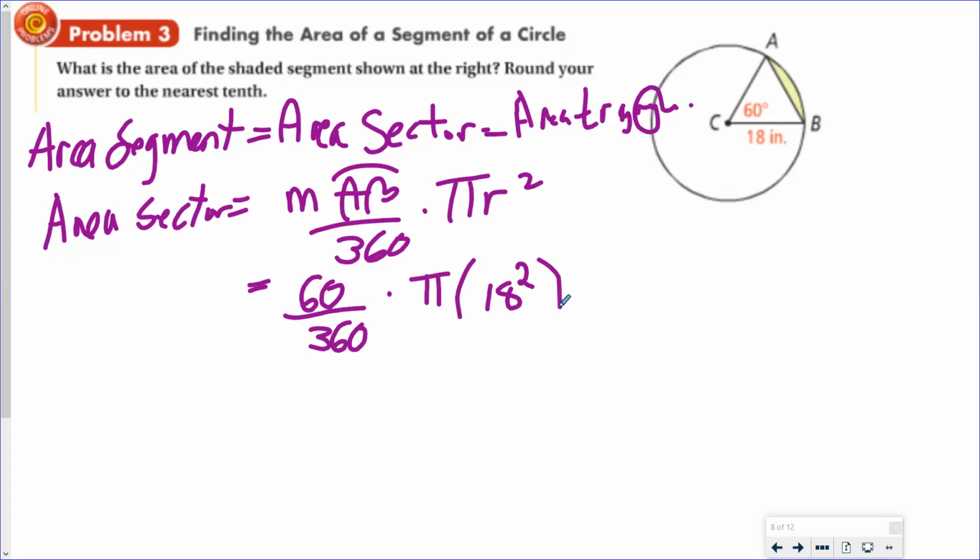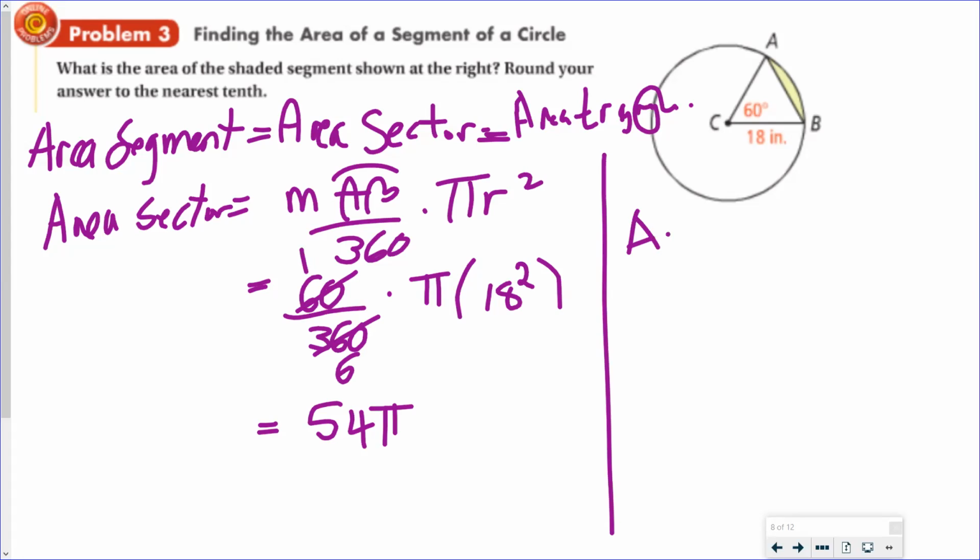18 squared, so 3 times 18, I think 54. Yeah. So 54 pi will be the area of a sector. This is how we can find the area of a sector. Now, I need to find the area of a triangle. Look at this triangle here now.